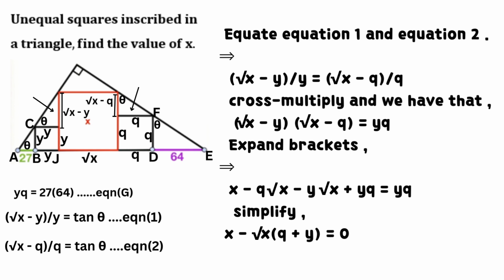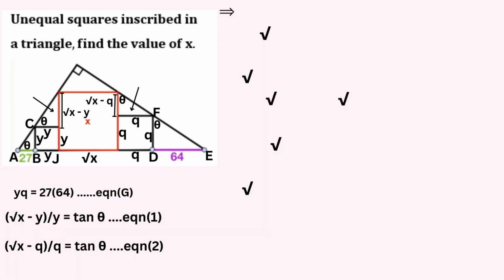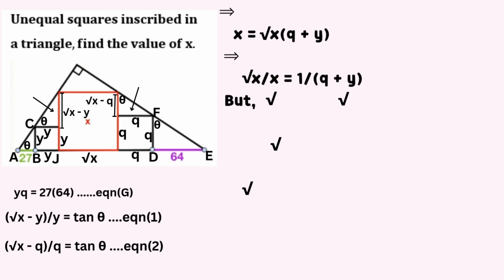Expand brackets. Combine like terms and simplify. Rearrange terms to one side of the equation and equate to 0. We have that x minus the square root of x times the sum of q and y equals 0. Make x the subject of the formula. This implies that x equals the product of the square root of x and the sum of q and y.